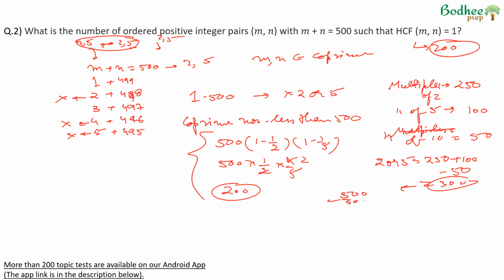500 minus 300, 200 numbers. The value we're getting here are numbers which will not be multiples of 2 and 5, and therefore m can take that value. N has a corresponding value.